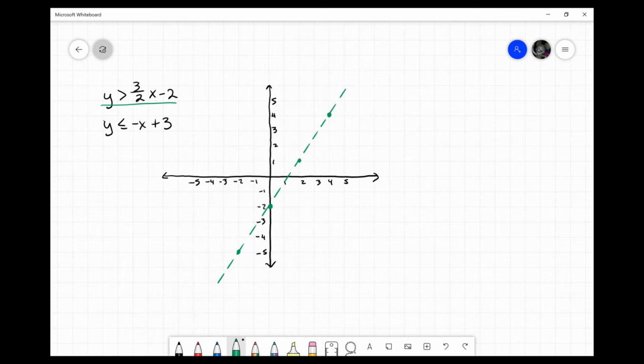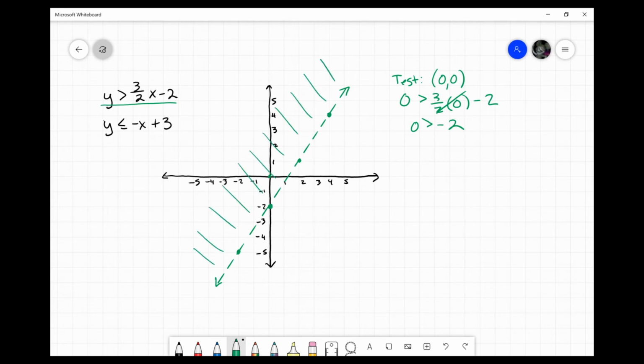And then I need to do a test point. So let's try a test point of the origin. That is not on the line, so it's a great test point to try. 0 is greater than 3 halves times 0 minus 2. 3 halves times 0 is 0, so we have 0 is greater than a negative 2. That is true. Our test point works, so we will be shading to the left on that inequality.